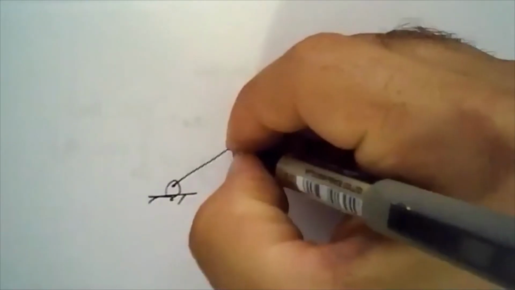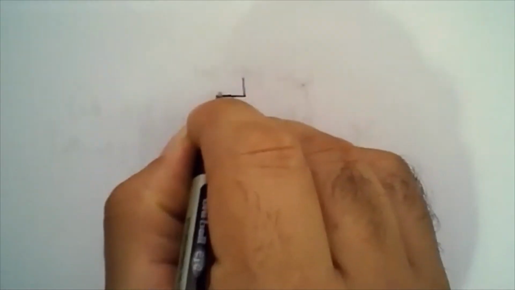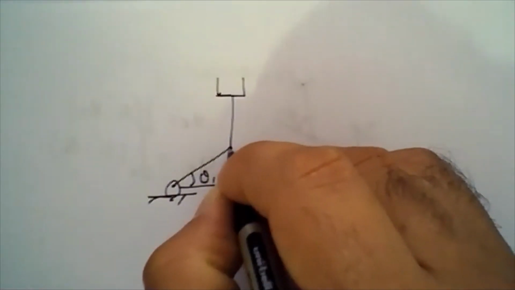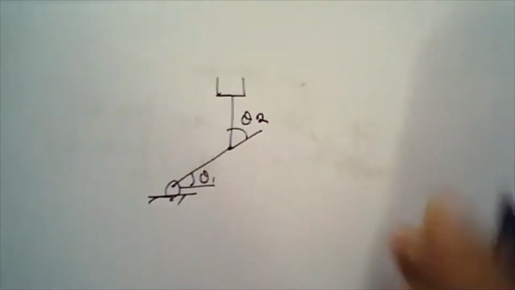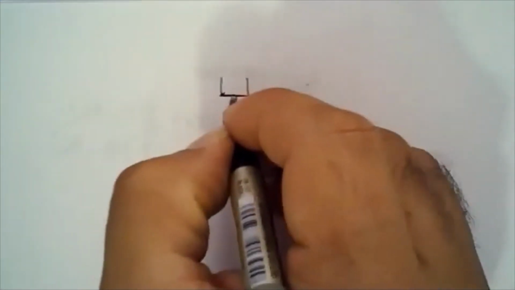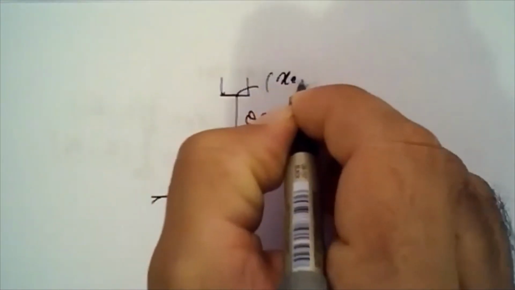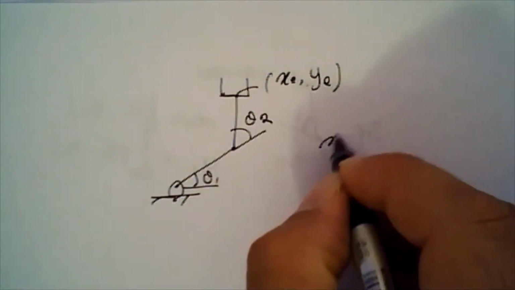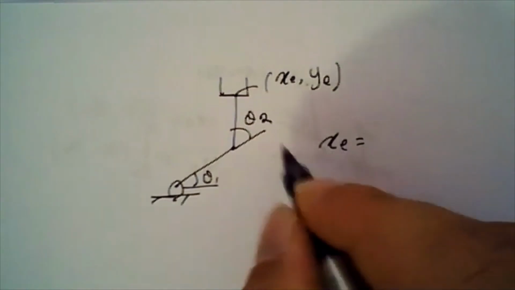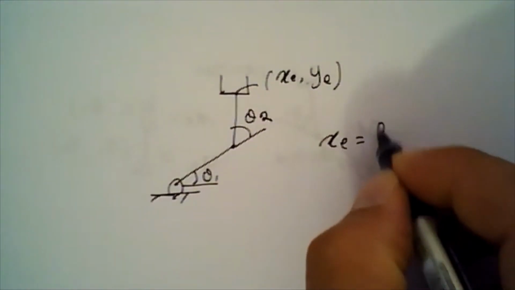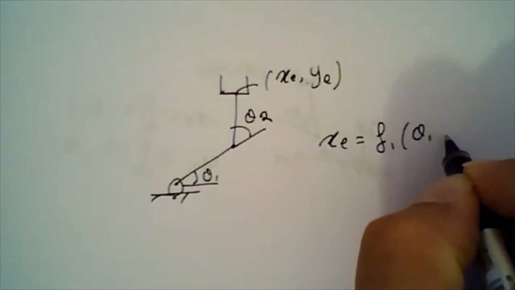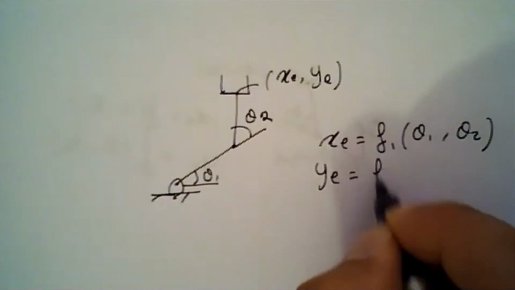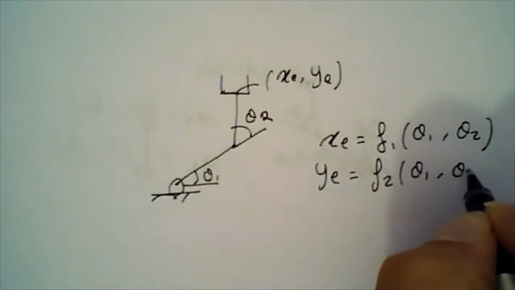So if I have a 2 degrees of freedom robot like this guy, and I have theta 1 as my first joint variable, and I have theta 2 like that. This would be the coordinate of my effector as xe, ye. With forward kinematics, I can always find an expression of xe with respect to theta 1 and theta 2, and I'm just going to call it f1, right? And again, with ye, I can find another relationship, and this one is theta 1 and theta 2.